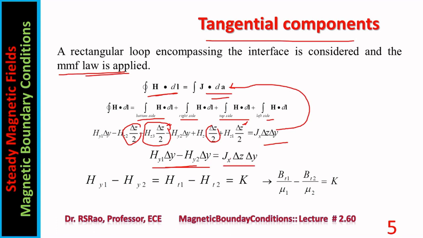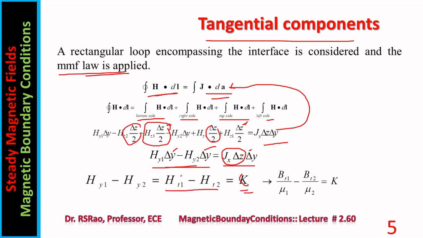Now Jx delta z gives the surface current density K. Delta y gets cancelled. Jx delta z is surface current. Therefore, you are left with Hy1 minus Hy2 equal to K. But Hy1 is tangential, parallel to the interface. Hy2 is parallel to the interface. Therefore, Ht1 minus Ht2 gives you K.